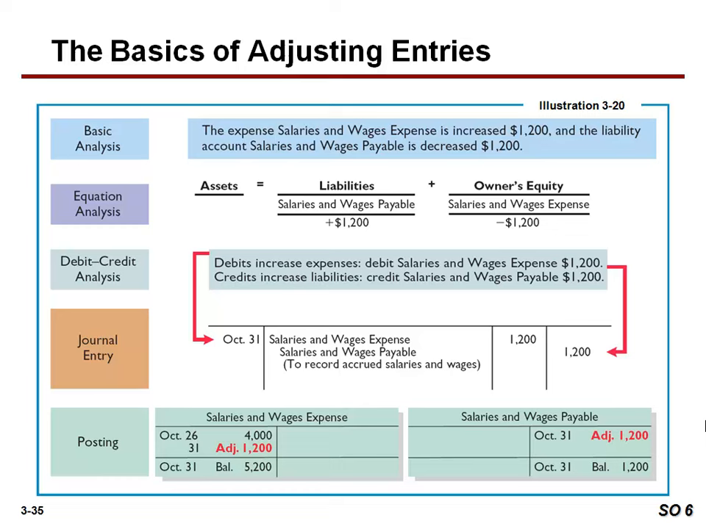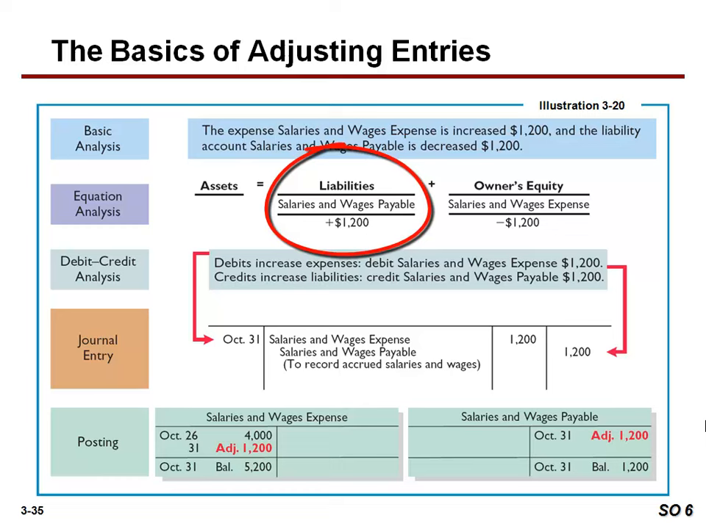So the analysis is that we've determined that it's $1,200 that pertains to those 3 days that have not been paid but earned by our employees as of October 31st. So we're going to increase our salary and wage expense by $1,200, which has the effect of reducing owner's equity, and we're going to record a liability to our employees of $1,200.